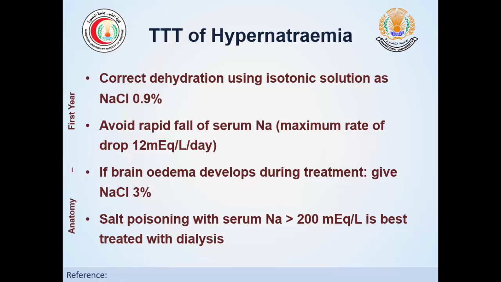If it develops during treatment, give sodium chloride 3%. Salt poisoning with serum sodium more than 200 milliequivalent per liter is best treated with dialysis. So to correct hypernatremia I must correct it gradually, not more than 12 milliequivalent per liter per day. If I exceed that, the patient will develop brain edema. If the patient develops brain edema, I give sodium chloride 3%. And if the serum sodium is more than 200 milliequivalent per liter, the best thing is to do dialysis for this patient.